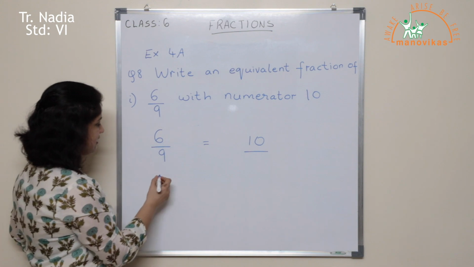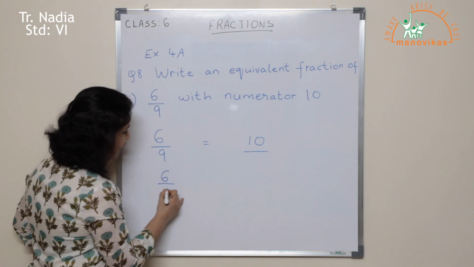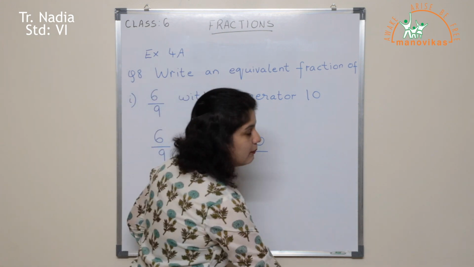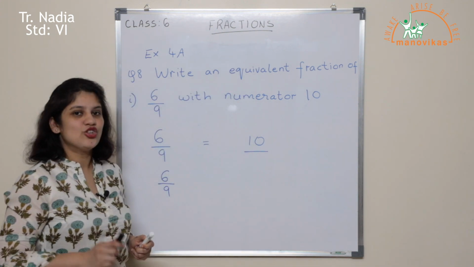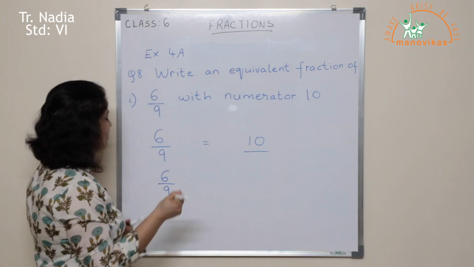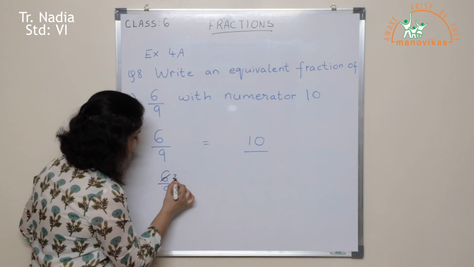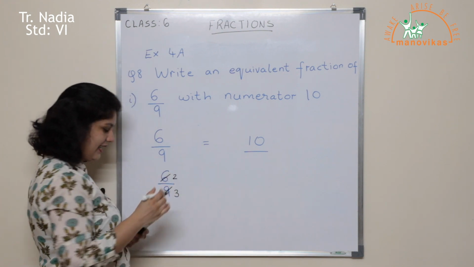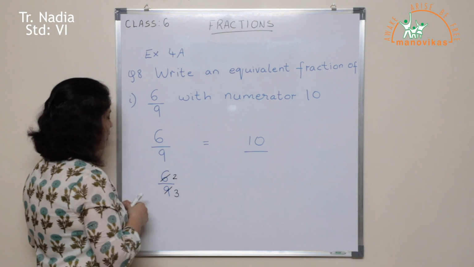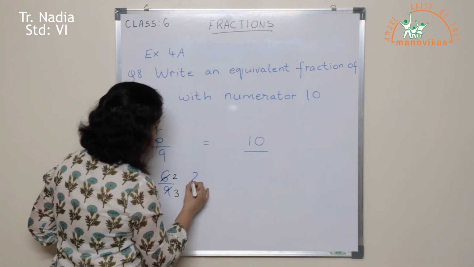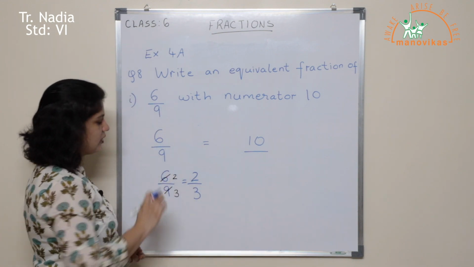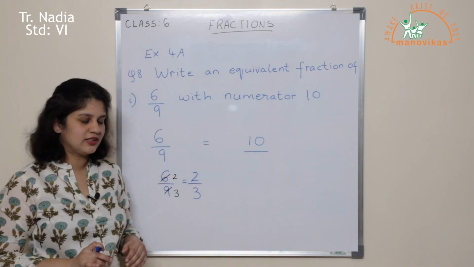This is a fraction 6 upon 9 and if you notice it can be reduced. 6 and 9 are both multiples of 3. So I will use the 3 times table to reduce it. So 3 2's are 6 and 3 3's are 9. So this fraction which was 6 upon 9, when I reduced it became 2 upon 3. I can write is equal to here because now I have reduced to the lowest term.